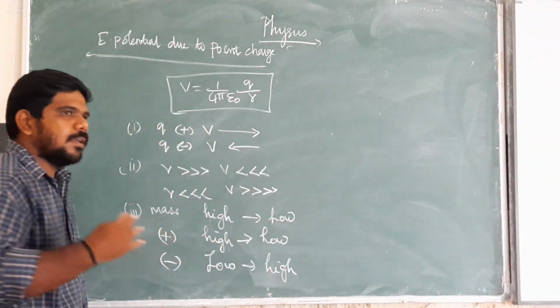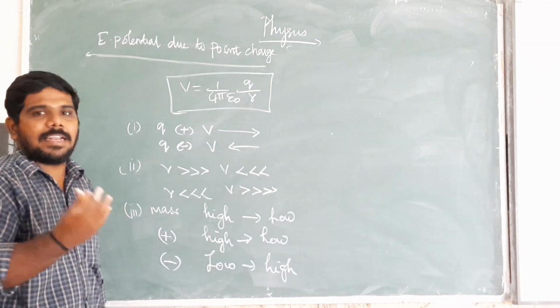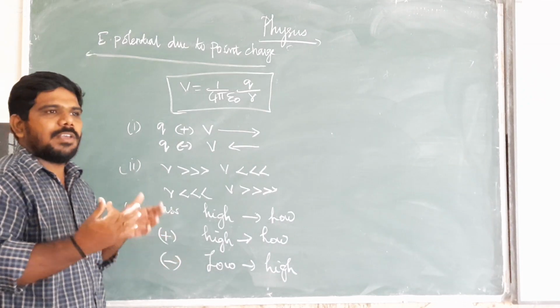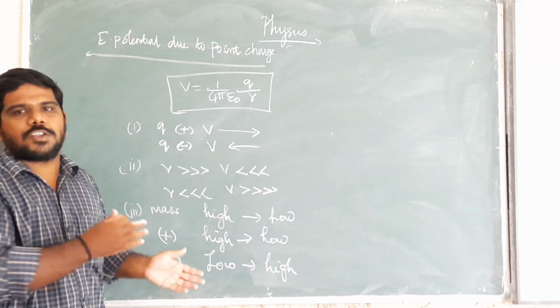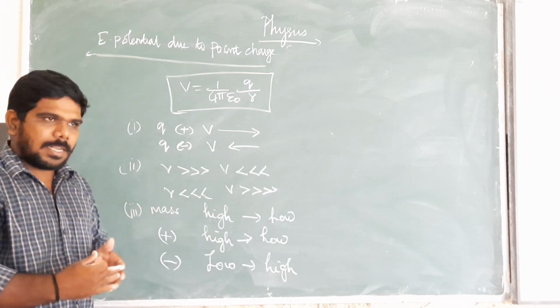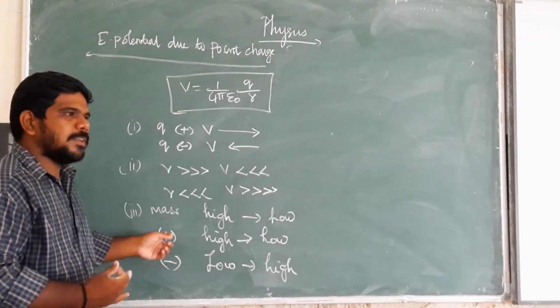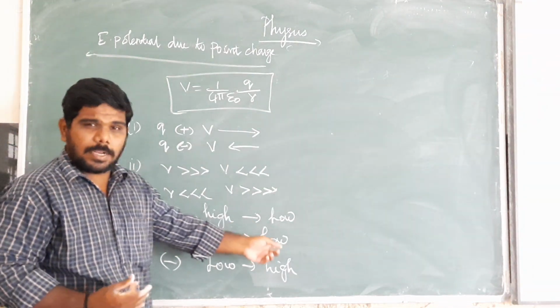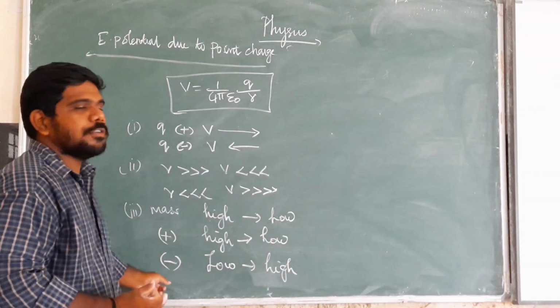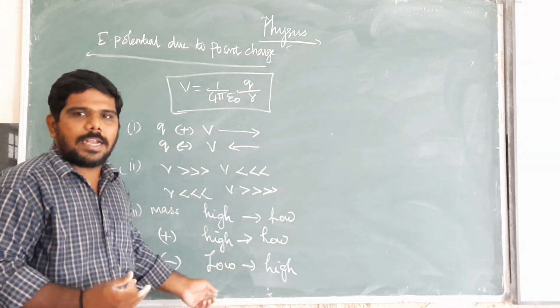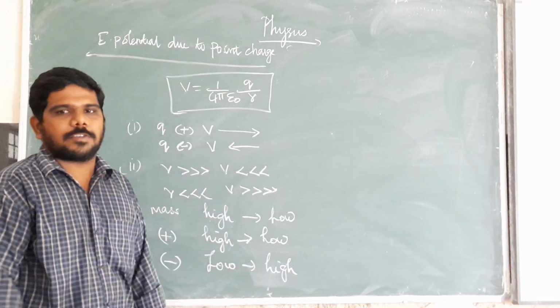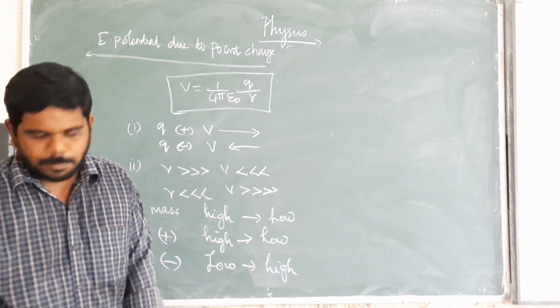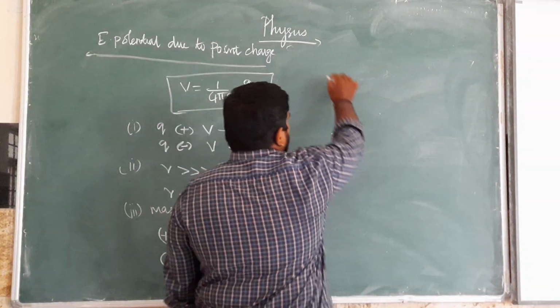Then third point, based on mass, because we have already learned in 11th that mass always moves from high gravitational potential to low gravitational potential. Similarly, if it is a positive charge, it moves from high electric potential to low electric potential, and if it is a negative charge, it moves from low electric potential to high electric potential. Okay, clear? The last point, we consider a system of charges.